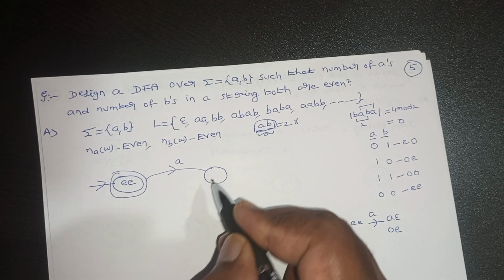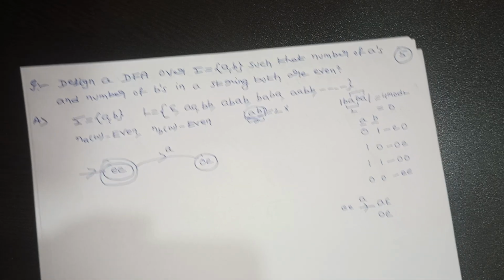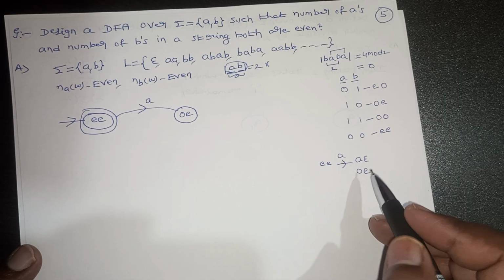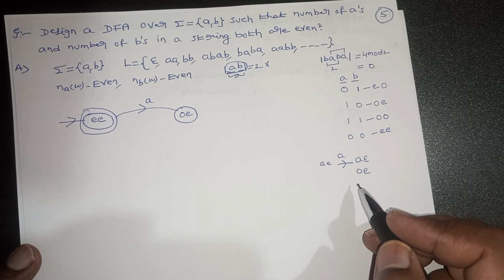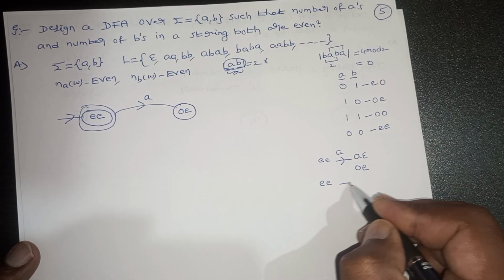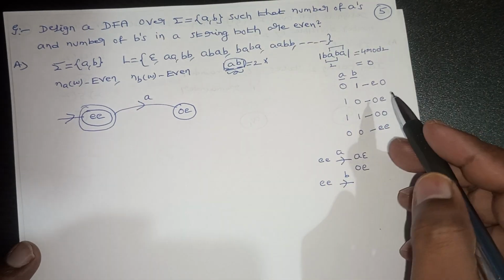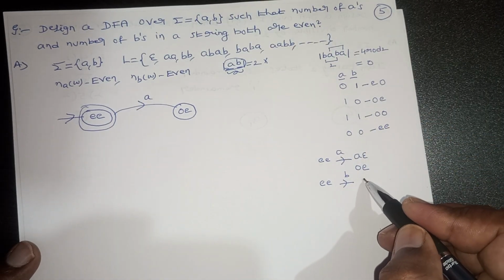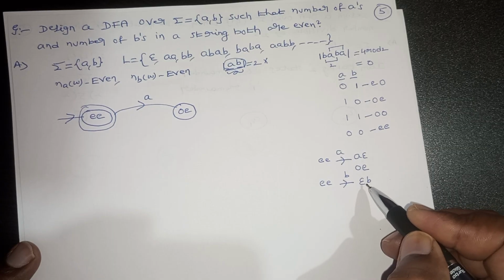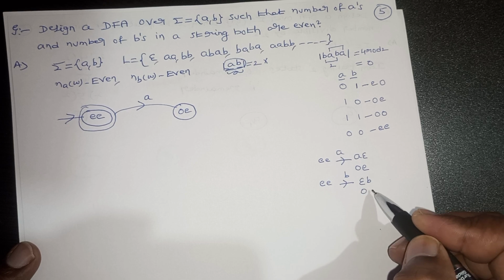You write the state OE, like that. So EE on A, the edge is over. Now again I have to form the edge EE on B. So EE on B, you follow the convention A, B. Epsilon is, okay, B. It means zero number of A's, odd number of B's.